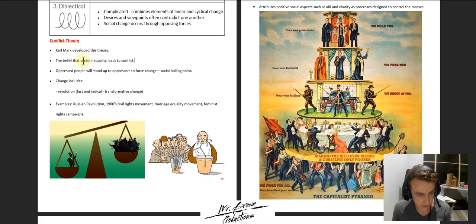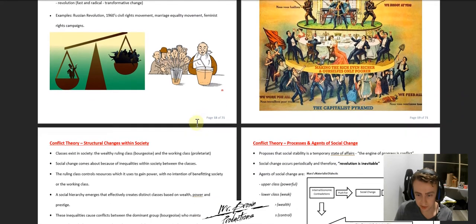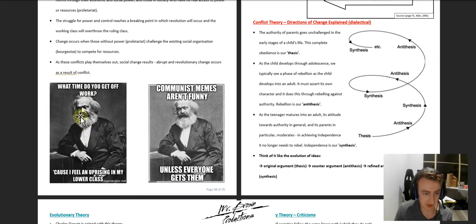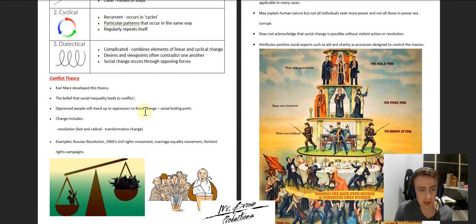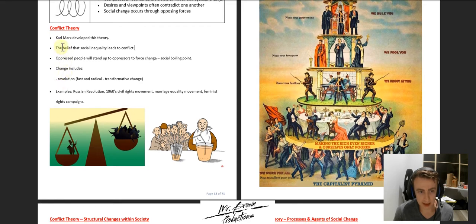Here we go. So Karl Marx developed this theory, who is this bloke here. He was a fan of socialism, which is a different form of government, which is more people focused as opposed to big business and macro level focus. They're very much focused on the little guy, right? The belief of conflict theory is that social inequality leads to conflict. So that's really important to note, that it's social inequality that leads to conflict.